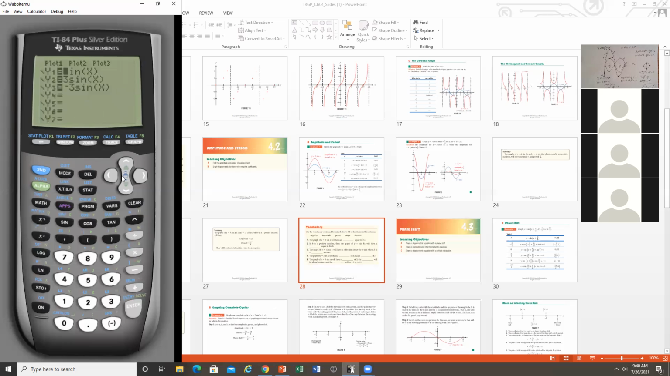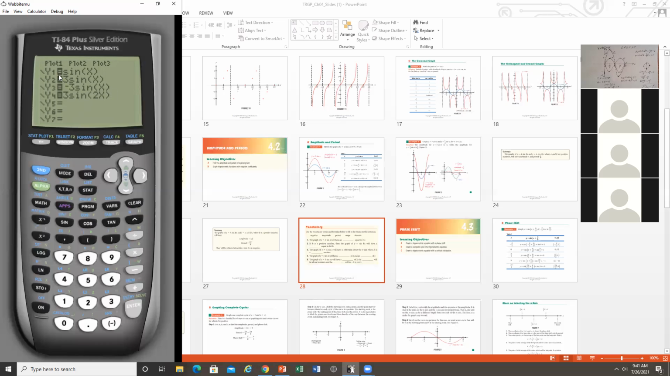All right. Now, what if I type in this new function here, 3 sine 2x? What's going to change with this graph? Anybody? Compare the graph of this function with 3 sine x. What will remain the same between 3 sine x and 3 sine 2x?